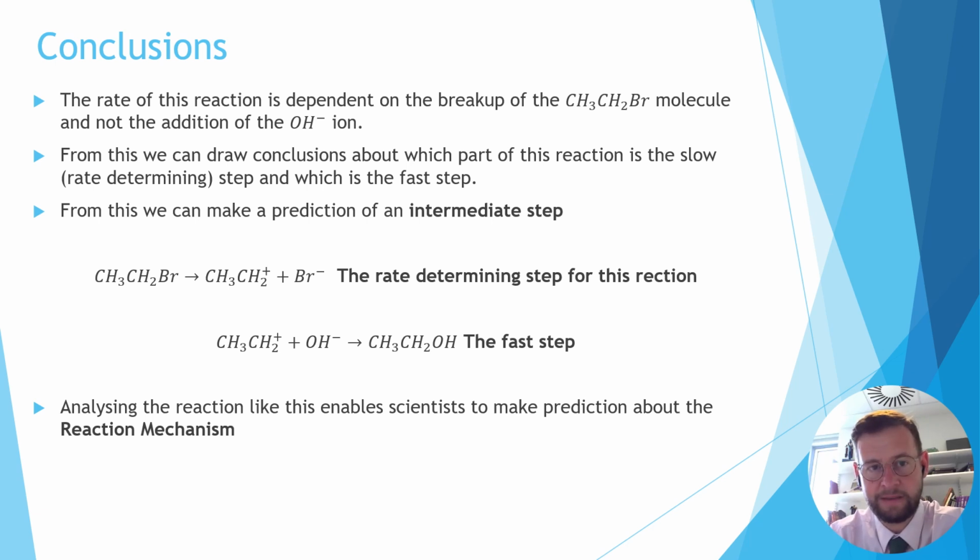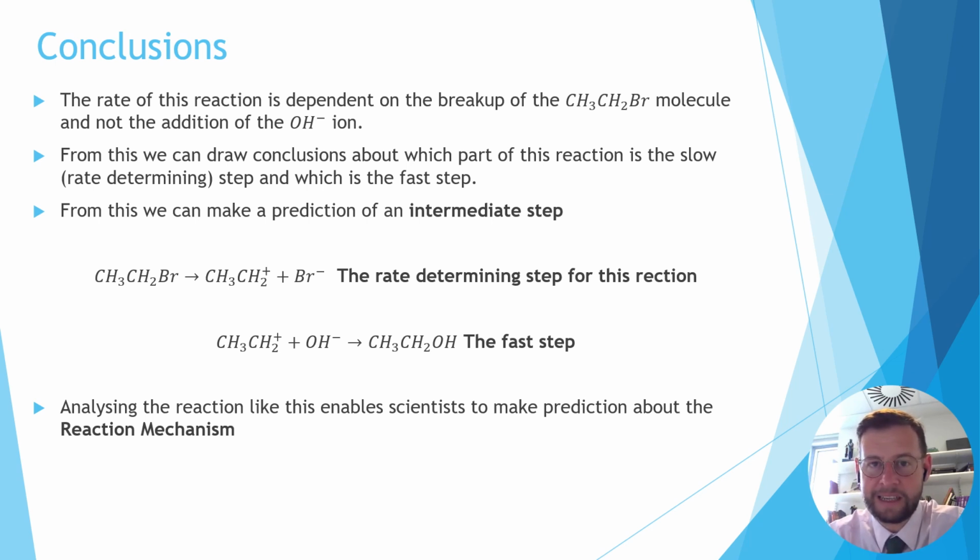Now this information, that the rate of the reaction is dependent upon the breakup of the bromoethane rather than the addition of the hydroxide ion, is something that we can use to make a prediction about the reaction mechanism. So here what we understand is that the part of this reaction that is controlling the rate is the concentration of the bromoethane. It means that that must be the rate determining step of this reaction. It means that it can go no faster than this step. This is the step that's limiting the rate of this reaction occurring.